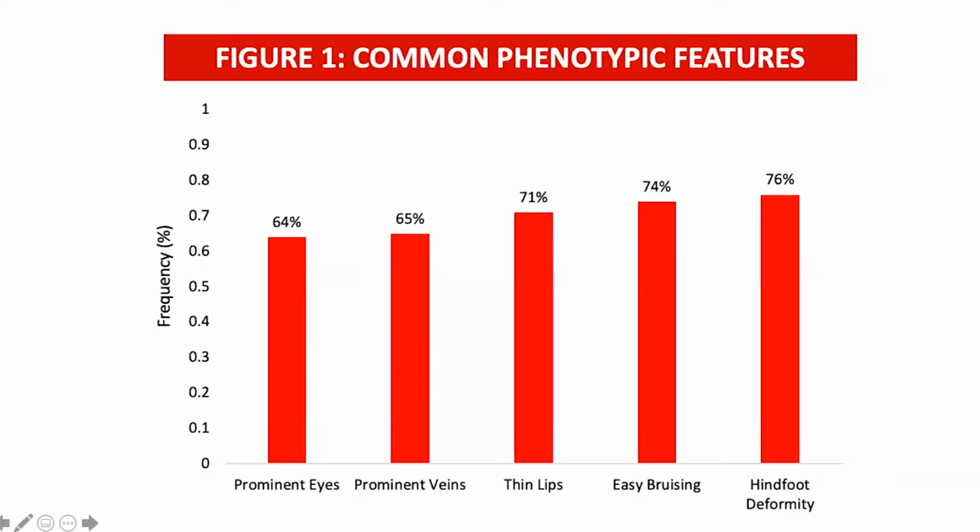So as you can see here, these are the most common phenotypic features that were noted at evaluation. This included hindfoot deformity here on the right, which is the most common, observed in about 76% in our cohort, followed by easy bruising, thin lips, prominent veins, and then prominent eyes, all hallmark characteristics of VEDS.